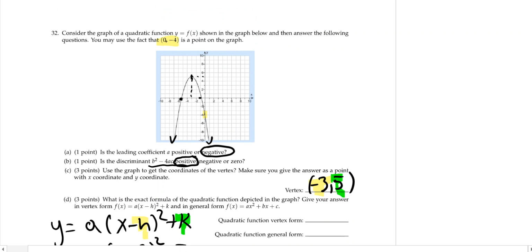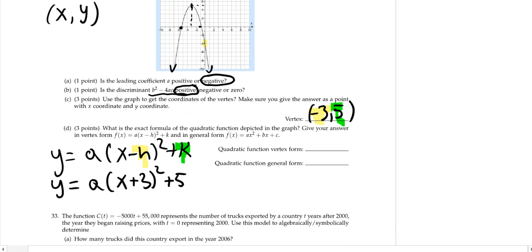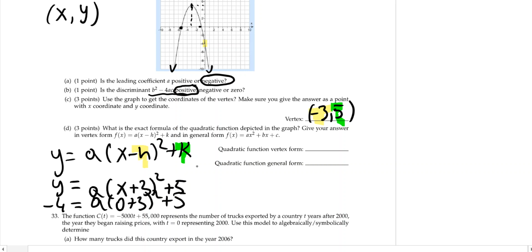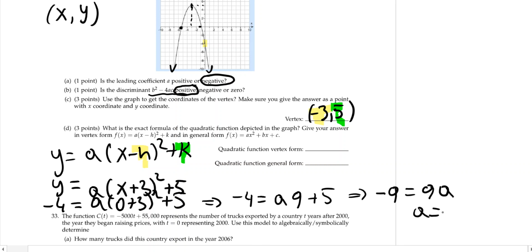Well, I have to use the fact that 0, -4 is a point. This is when x is 0, y is -4. So instead of y, I'm going to put -4, and instead of x, I'm going to put 0. Now we're going to solve for a. So solving for a, we get -4 equals a times 9, because 3 squared is 9, plus 5. Subtract 5, so it will be -4 minus 5, it's -9, equals 9a, so a equals -1.